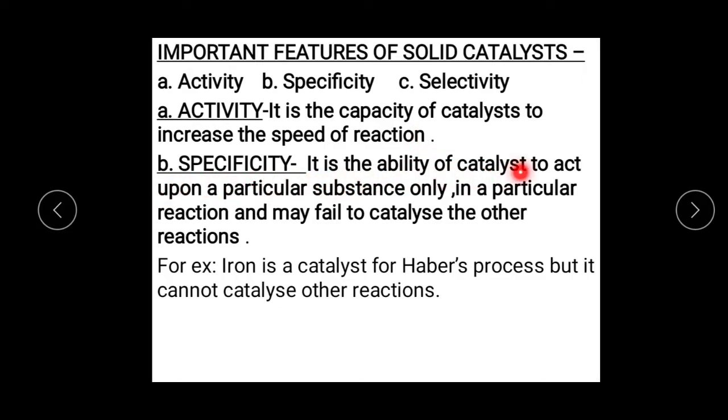And specificity means one catalyst cannot catalyze all the reactions, it is specific to a particular reaction. For example, we can take iron as a catalyst for Haber's process, but it cannot catalyze all the other reactions.